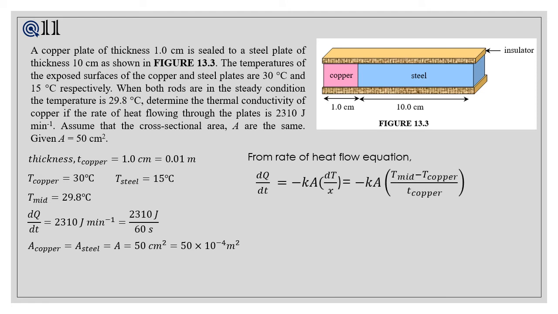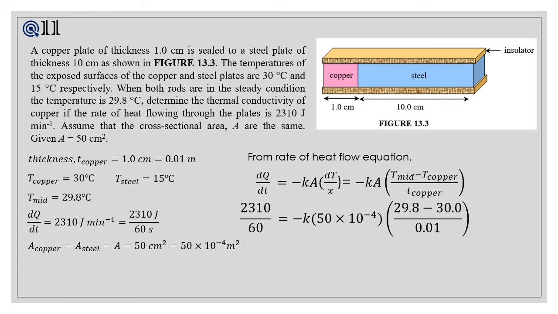So from the rate of heat flow equation, we just substitute all the values that have been given, and then we can get the value for the thermal conductivity of copper, which is 385 watt per meter per Kelvin.